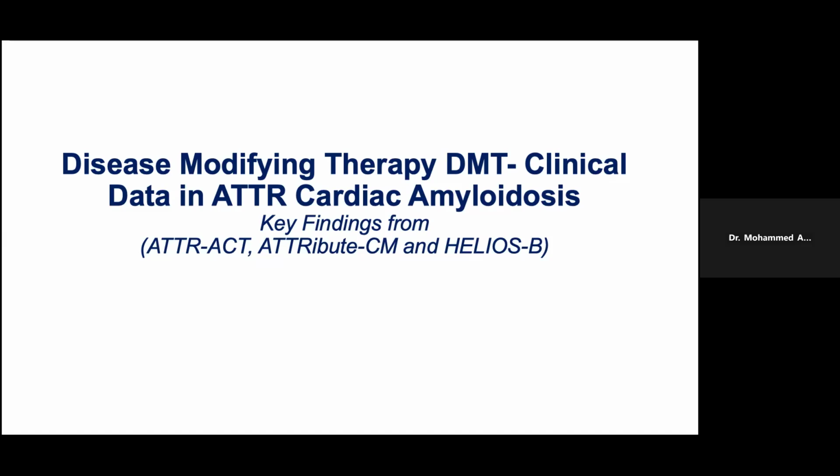Then we'll follow with ATTRibute-CM, which demonstrates the efficacy of acoramidis, the next generation of TTR stabilizer. Lastly, we'll overview and highlight HELIOS-B, which introduced vutrisiran, the first RNA interference therapy approved for ATTR cardiomyopathy.